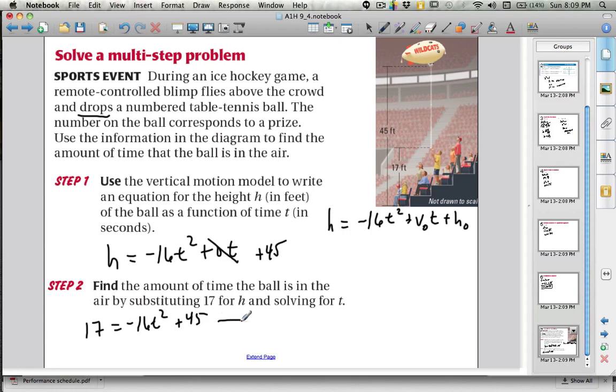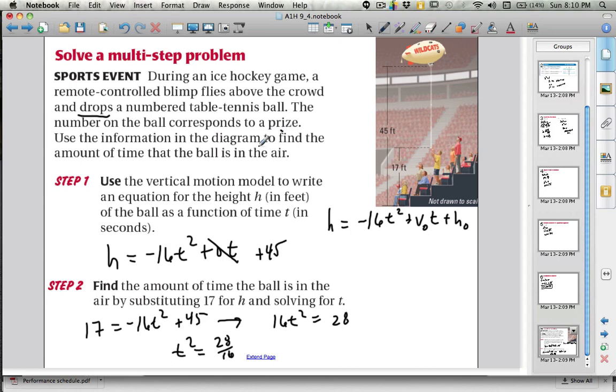So we're going to do two things here. I'm going to add 16t squared to either side. I'm working on isolating the square, and I'm also going to subtract 17. So when I subtract 17 from 45, that gives me 28. Okay, and now I want to continue to solve. I'm going to divide by 16. T squared will be equal to 28 sixteenths.